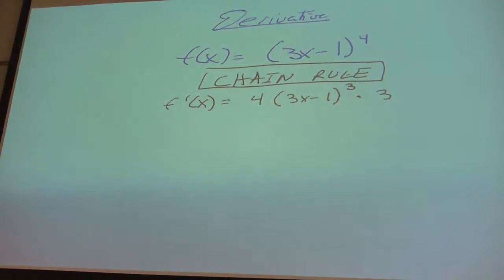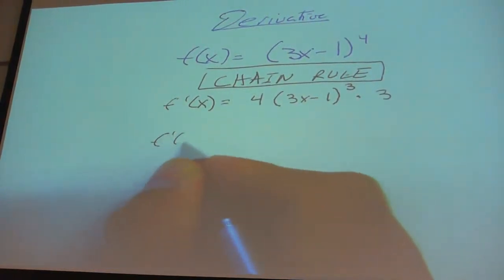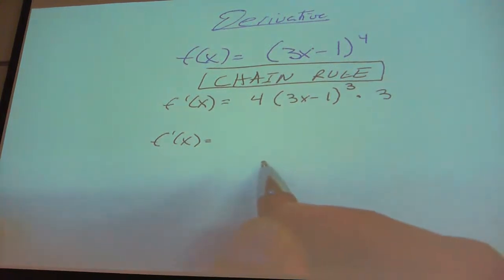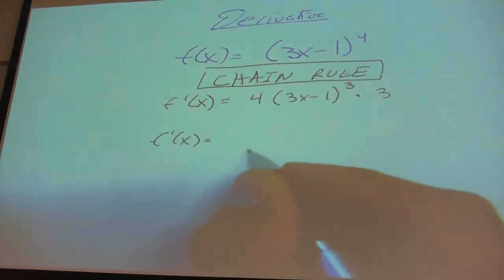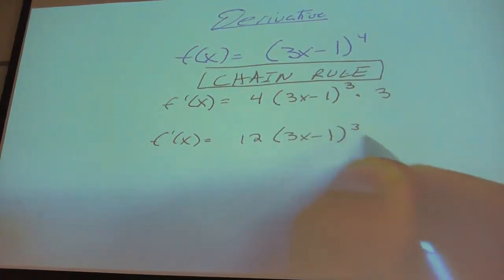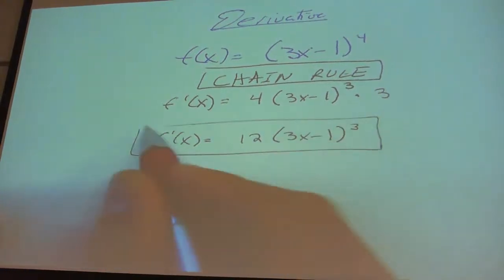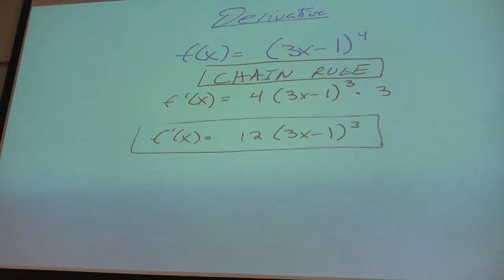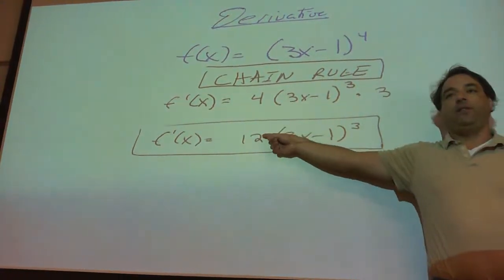Now we're not done because of algebra. So to clean this up, what's the last thing I could do? 4 times 3, which is 12. Now stop there for a second. Let's talk algebra, okay? I simplified it. Can I go one step further and distribute the 12?